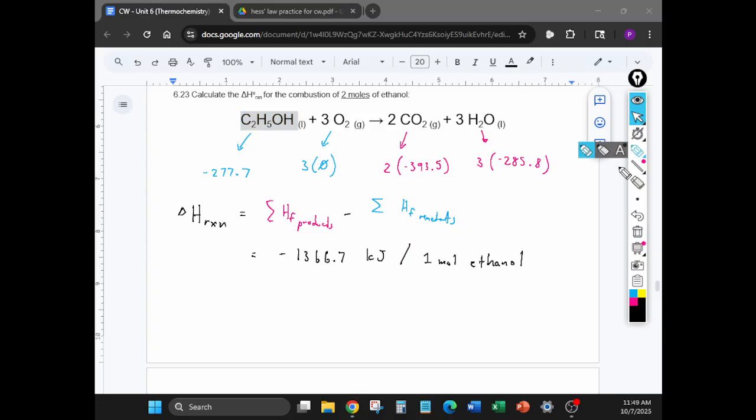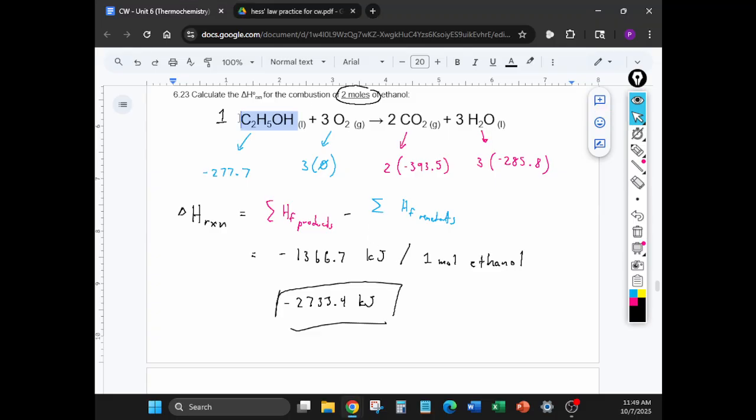Yeah, we gotta multiply by 2 because the reaction has only 1 mole of ethanol. We're looking for the combustion of 2 moles of ethanol. So we gotta double that, and that should give you negative 2,733.4, around there. Okay, so that's the key on that one. You just needed to double it at the very end because the reaction only has 1 mole, but it's asking us for 2 moles.